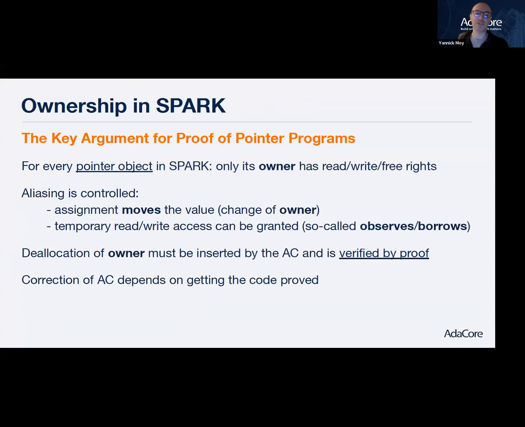So let's see how this works in Spark. Spark is a subset of the Ada programming language targeted at program proof. So the ownership here is the key argument for being able to do proof on pointer programs. So it's every pointer object in Spark that has an owner, like in Rust, for reading, writing, and freeing the memory. So again, aliasing is tightly controlled.